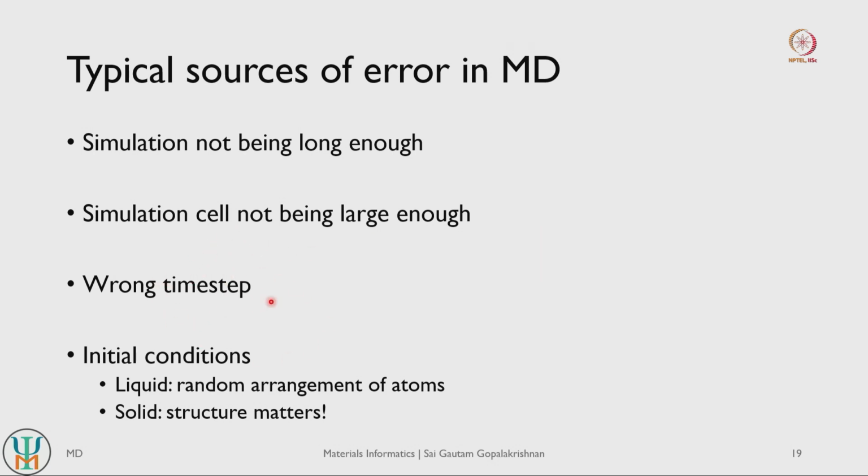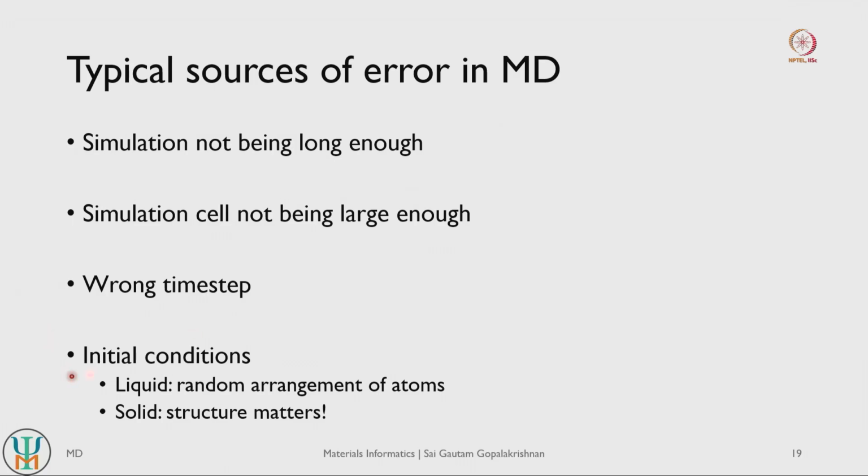Wrong time step is another source of error. So if you use too large a time step, you can have deviations that are very large away from your actual trajectories, and you may get very wrong predictions as well. So wrong time steps is also something that you would like to avoid.